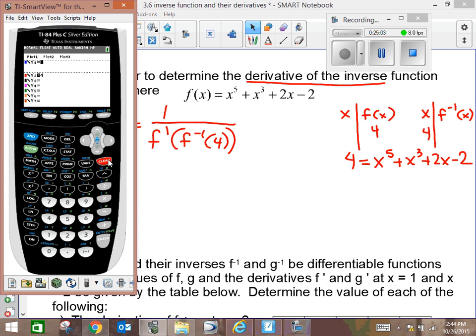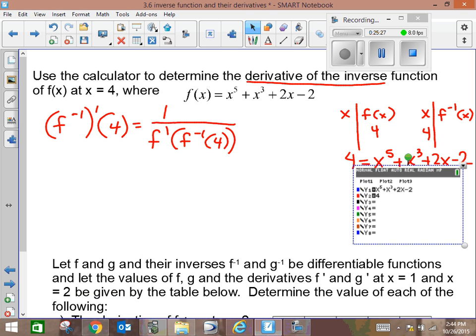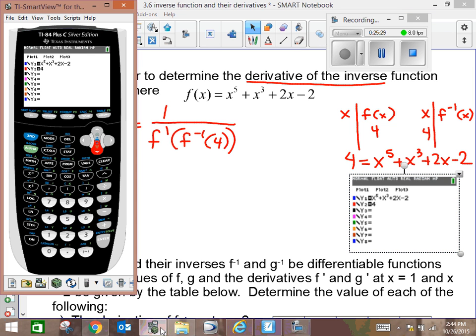Y1, I'll put in x to the 5th plus x to the 3rd plus 2x minus 2, and then I'll put in a 4 for y2. Okay? And then, what do I want to do when I graph them? I want to look for what? Intersection. Very good.